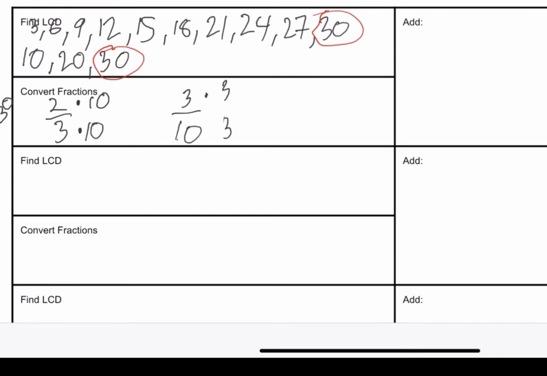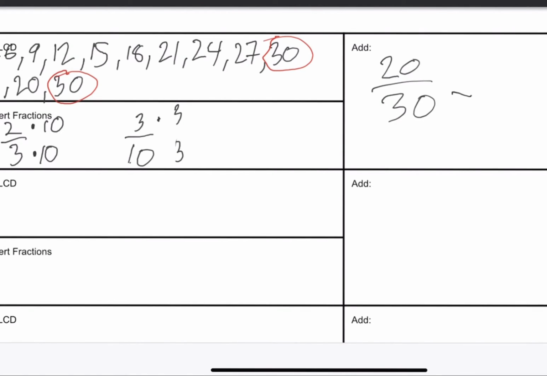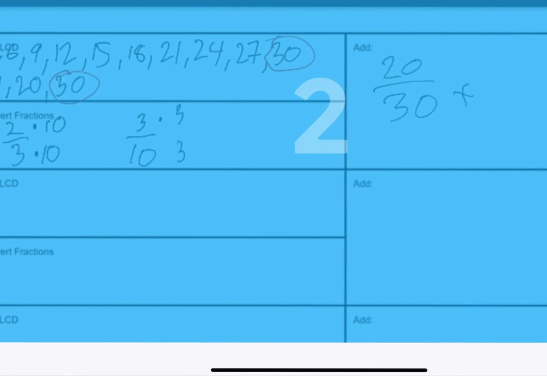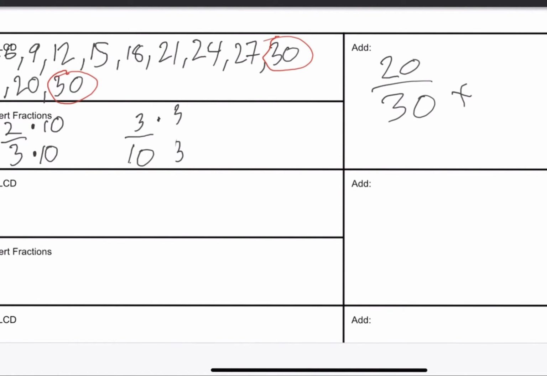So I'm going to do my math. So what is 2 times 10? It's 20. What is 3 times 10? It's 30. Got to add my plus sign, and I'm adding my plus sign because this is an addition problem. 20 over 30. Now I'm going to convert this fraction. 3 times 3 is 9. And 10 times 3 is 30.